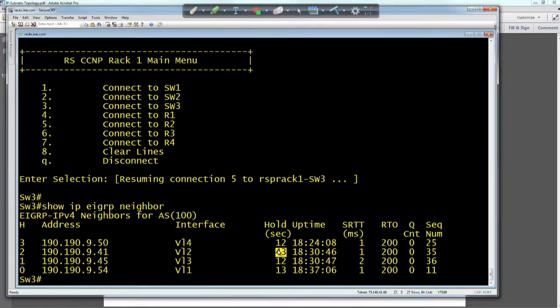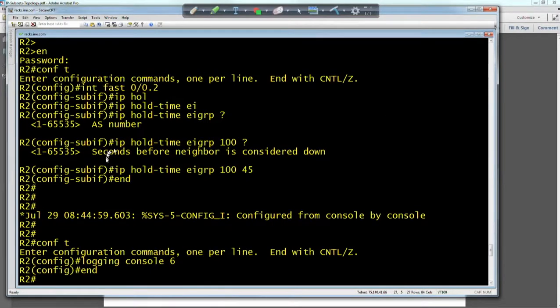So in order to actually get 45, we'd probably have to play around with it on router 2, maybe set it to 47 or 49 or something, but we basically met the objective. The objective was to see if you remembered what the command was and where to implement the command to accomplish a change on your neighbor. So we've done that.